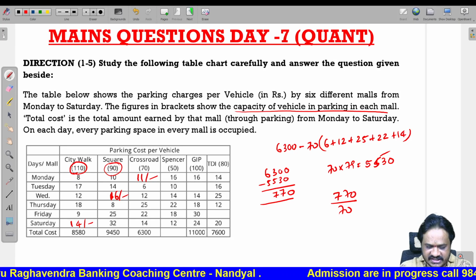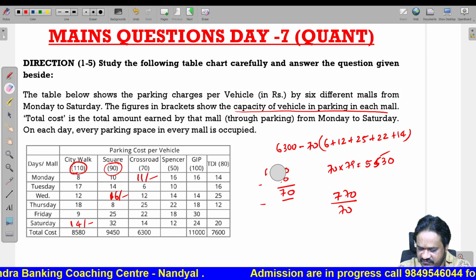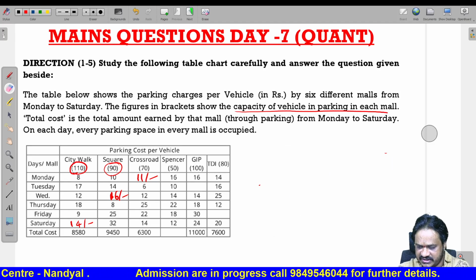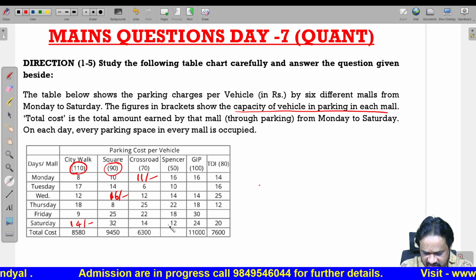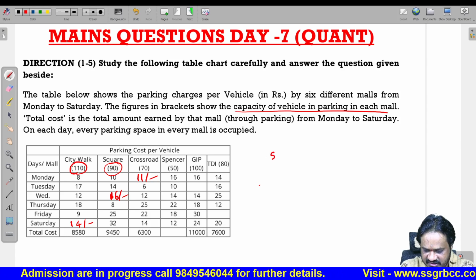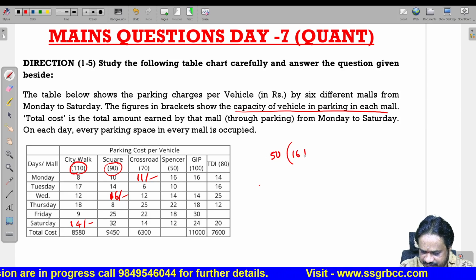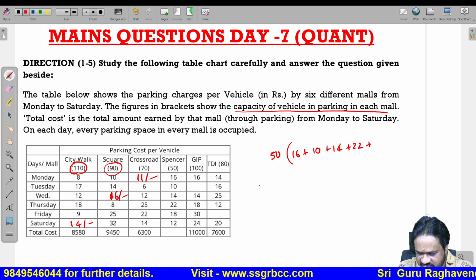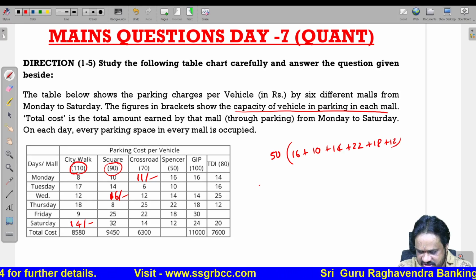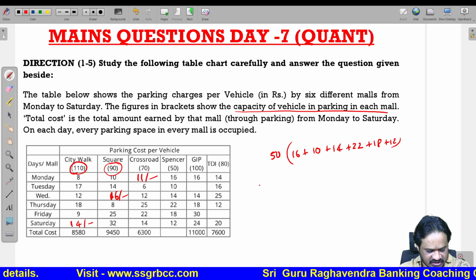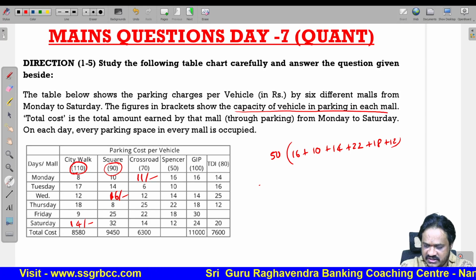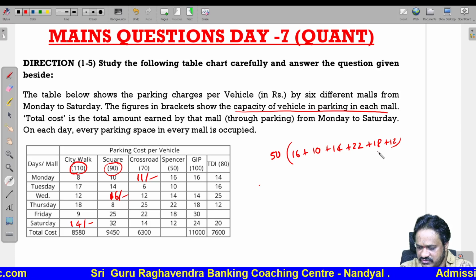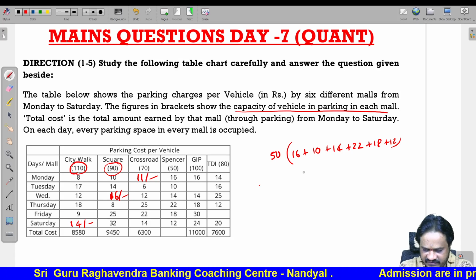Now let us take Spencer. For Spencer, we have to calculate the total. Why? Because total value is missing. That is nothing but 50 into 16 plus 10 plus 14 plus 22 plus 18 plus 12. So if you do this total, 16 plus 14, 30, 40, 62, 80, 92. It is 50 into 92.